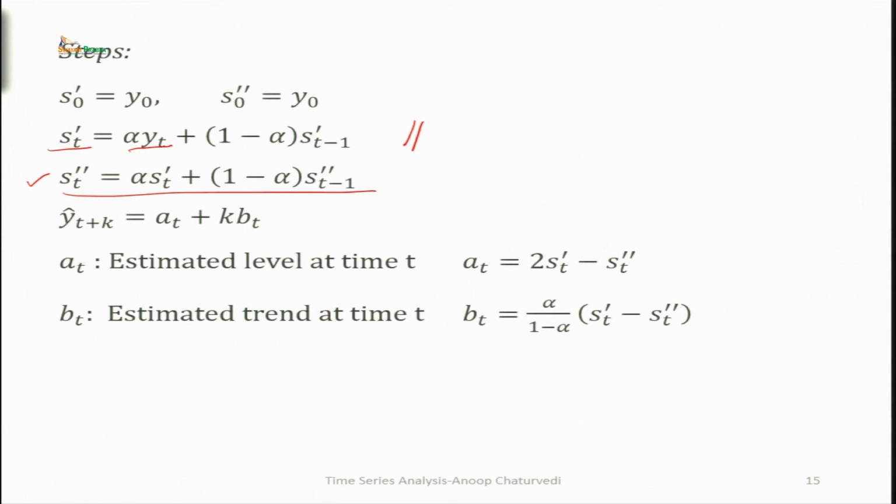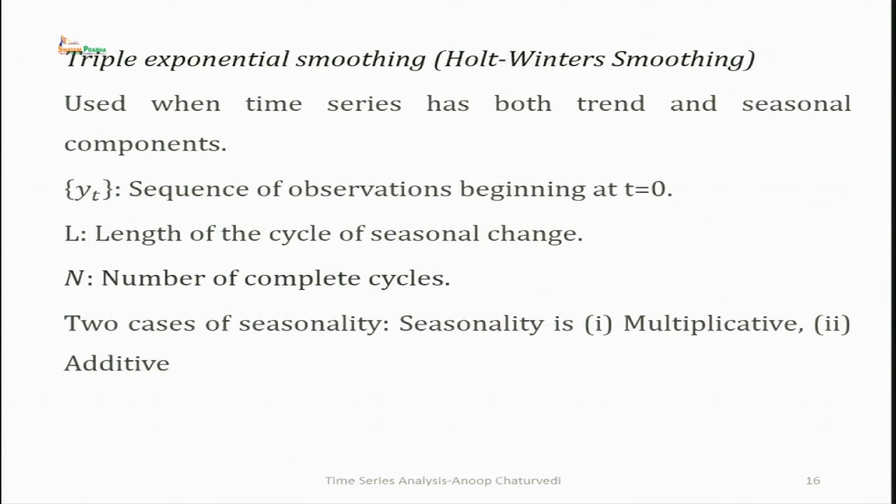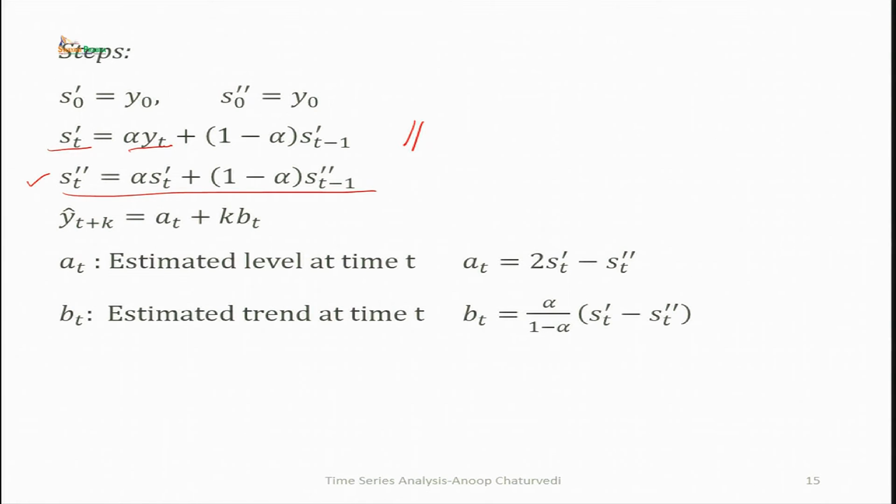Then y hat t plus k is equal to A t plus k times B t, where A t is the estimated level at time t. So, actually A t is equal to 2 S t dash minus S t double dash, and B t is the estimated trend at time t. So, B t is equal to alpha upon 1 minus alpha times (S t dash minus S t double dash). Still, this procedure also does not take care of the seasonality component.